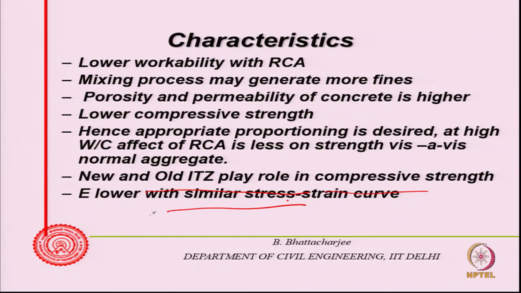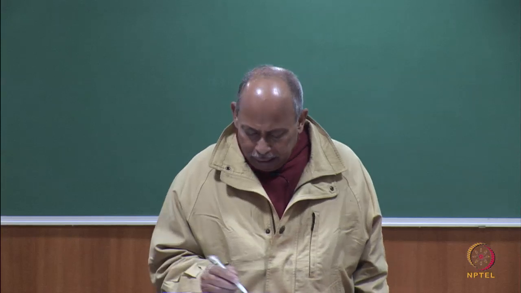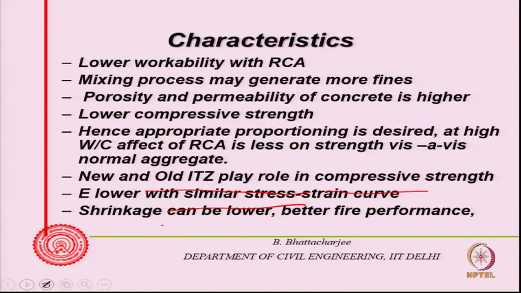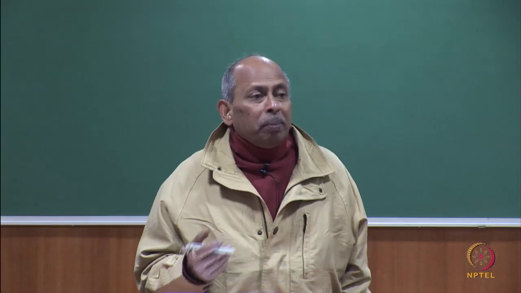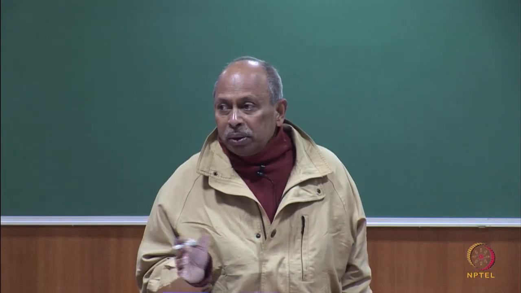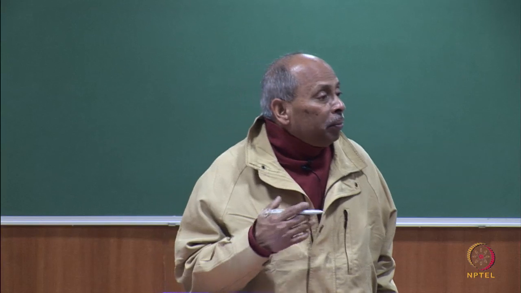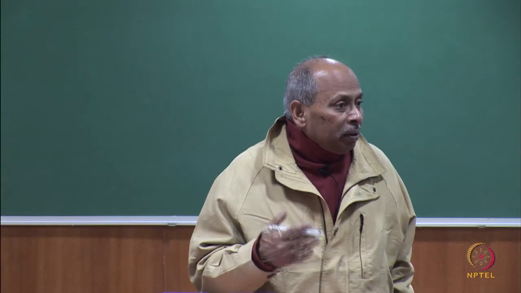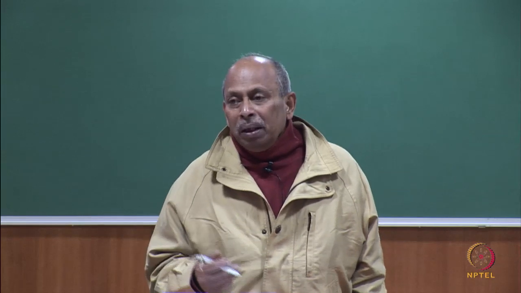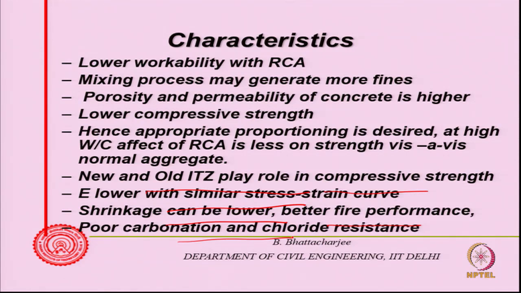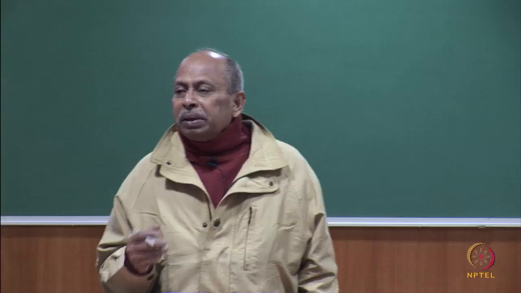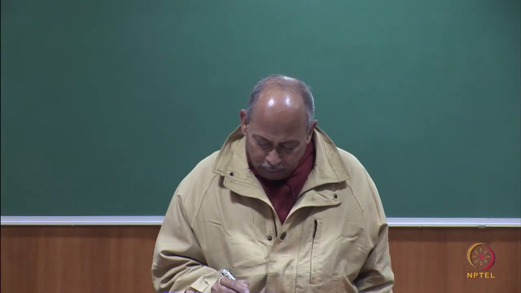E is lower, with a stress strain curve similar to normal concrete, right. Shrinkage can be lower, but fire performance would depend on the situation. It may provide some better insulation, but strength or performance in terms of mechanical stability might be lowered. So these are the issues. Durability is poor: carbonation resistance is lower and chloride resistance is also lower. That is what has been seen.